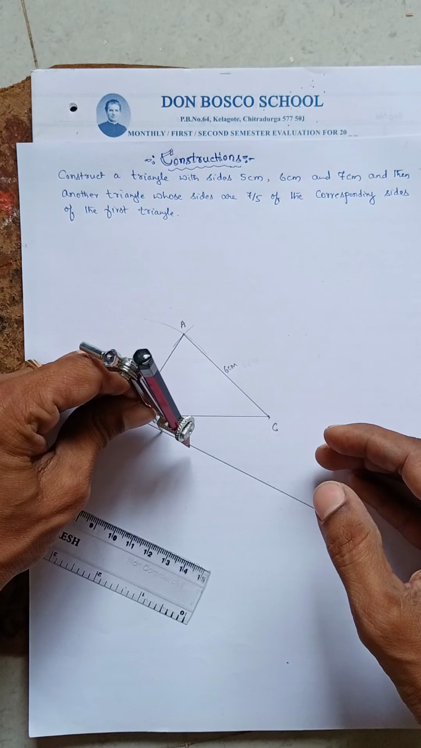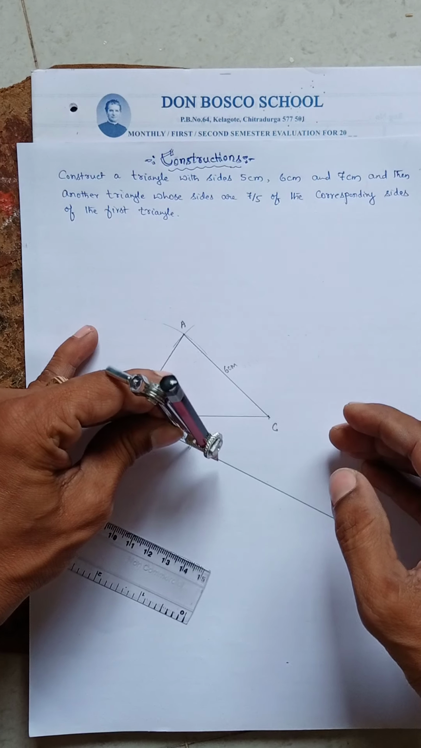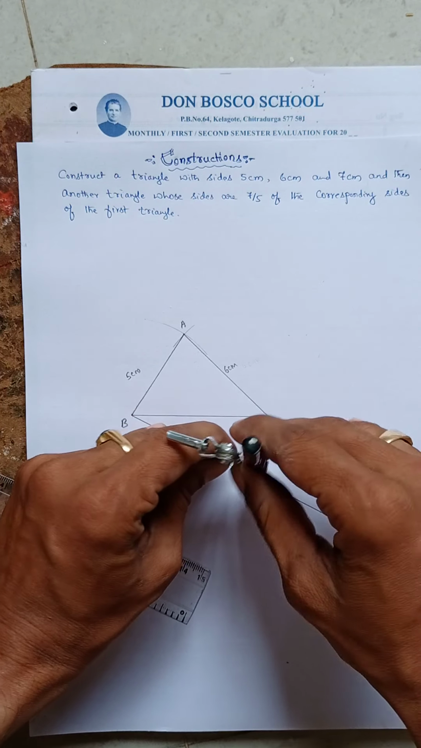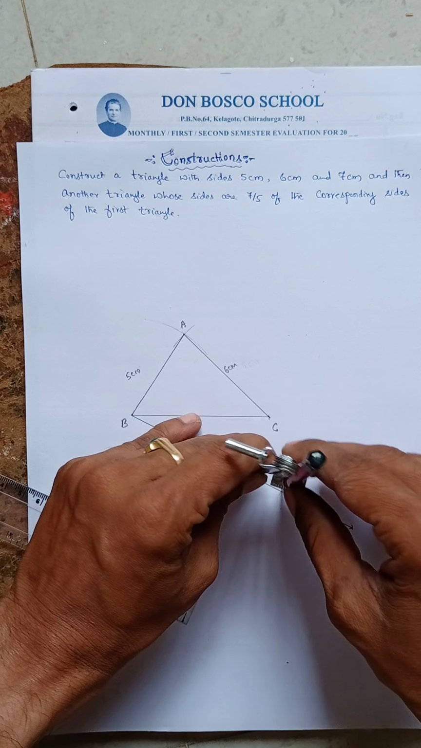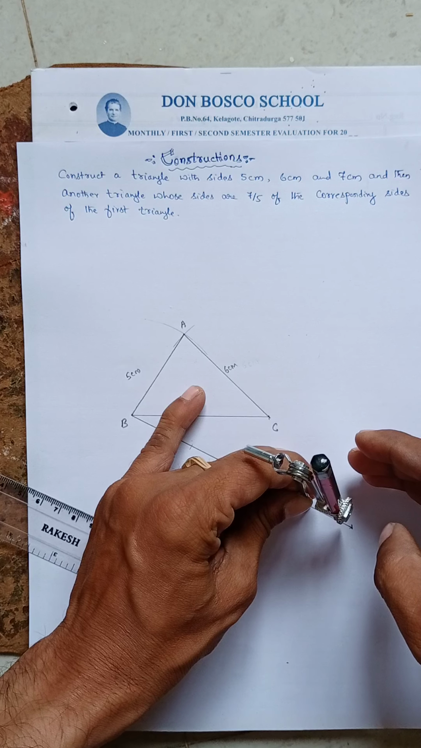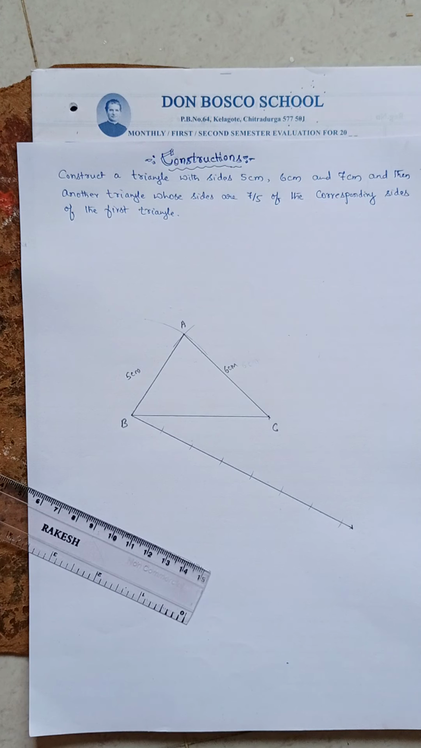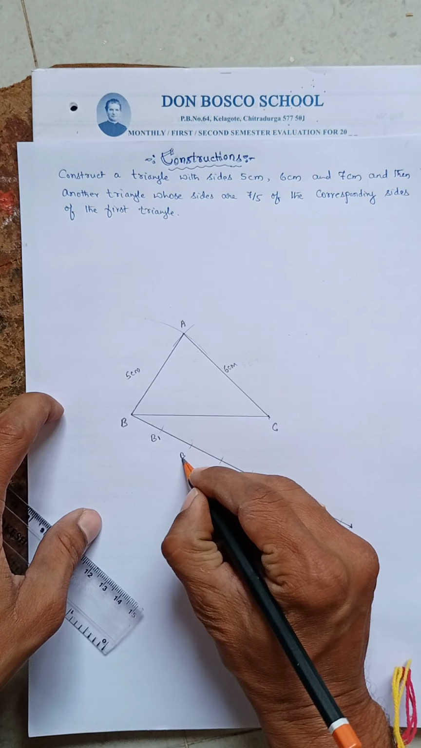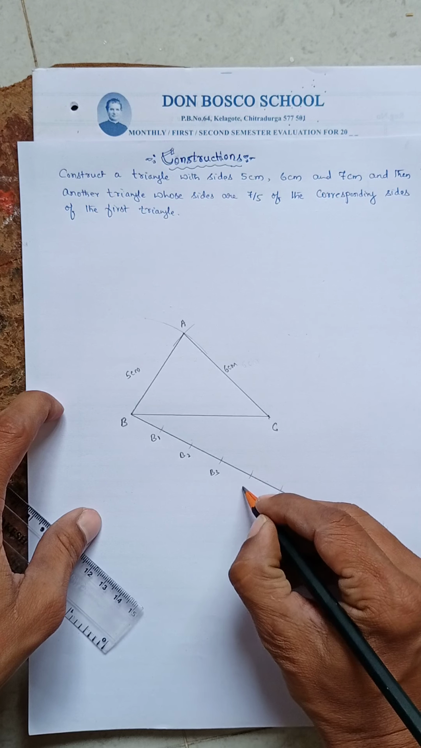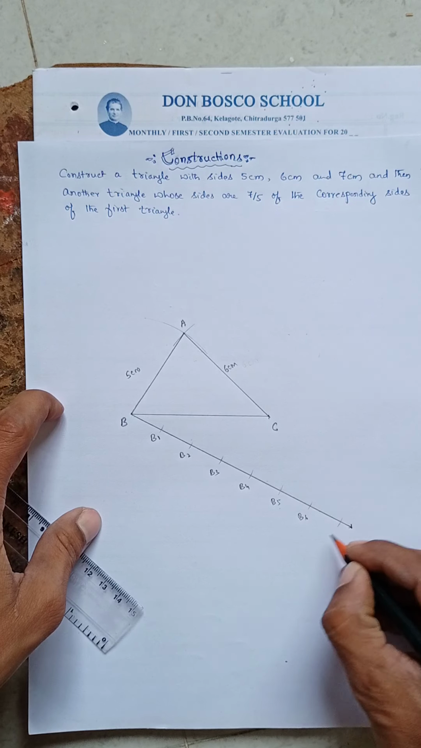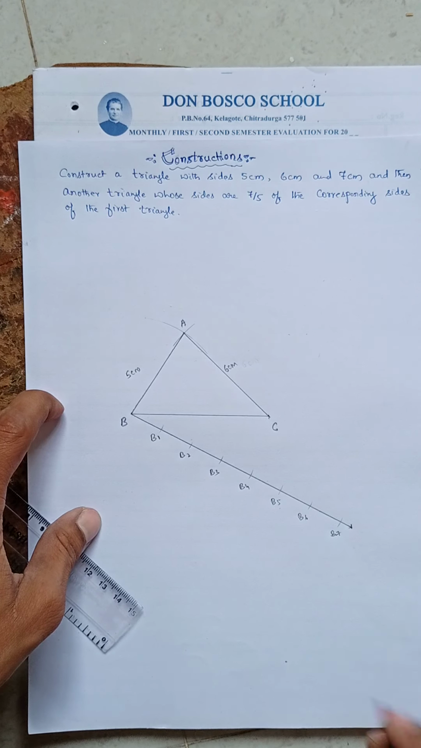1, 2, 3, 4, 5, 6, 7. Now I have made 7 equal parts along the ray. Let me call them B1, B2, B3, B4, B5, B6, B7.